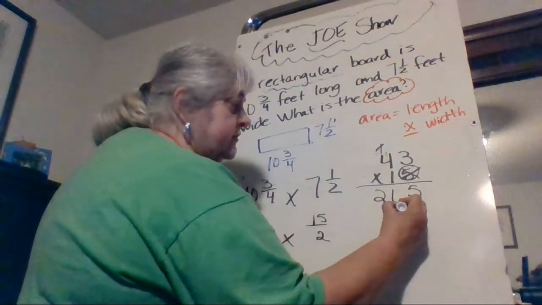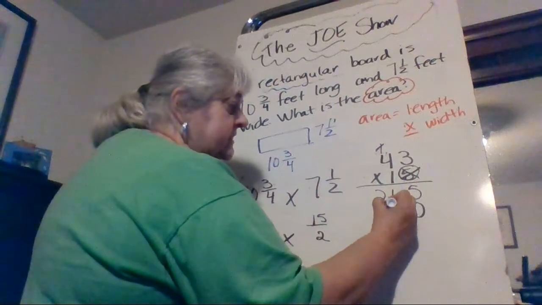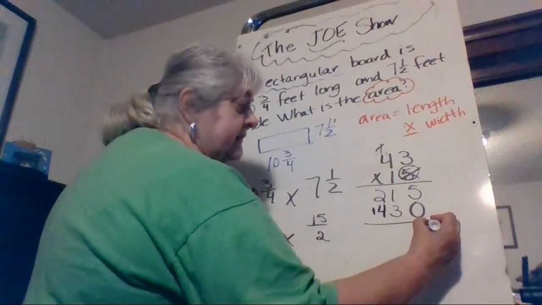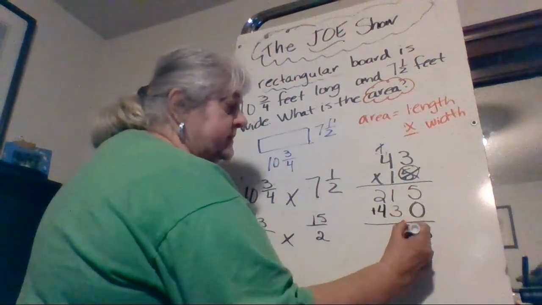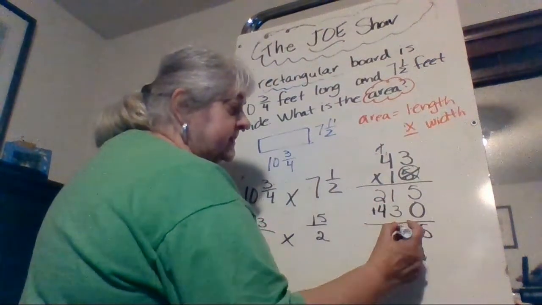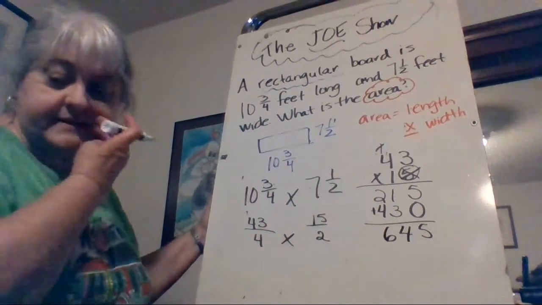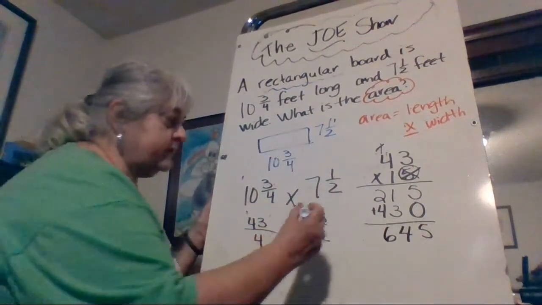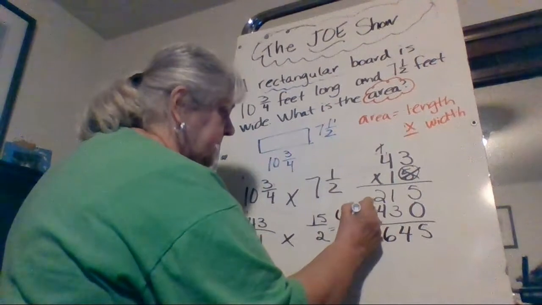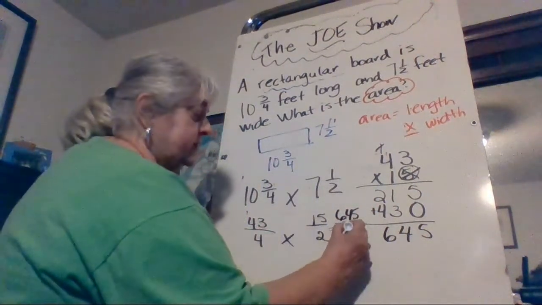3 times 1 is 3. 4 times 1 is 4. Now I'm ready to add. 5 plus 0 is 5. 1 plus 3 is 4. And 2 plus 4 is 6. So you end up with 645. And 4 times 2 is 8.